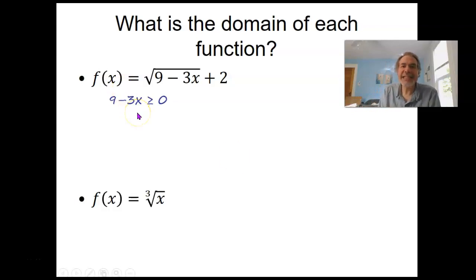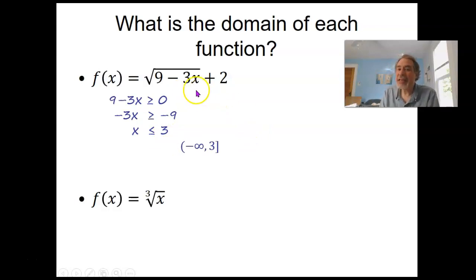Okay, so what does that tell us about x itself? What numbers are we allowed to put in for x and do this kind of thing to them? Well, let's solve this for x. If I subtract 9 on both sides, I get negative 3x is greater than or equal to negative 9. And then to go from negative 3x to just x, I can divide both sides by negative 3. And remember, when you divide by a negative number, you reverse the direction of the inequality. So x is less than or equal to positive 3.